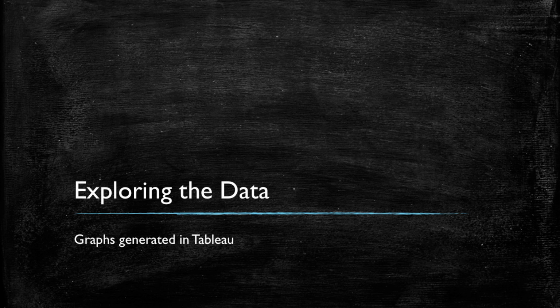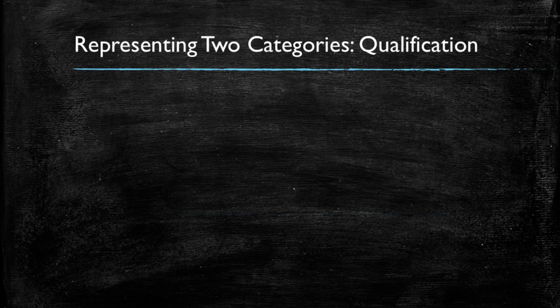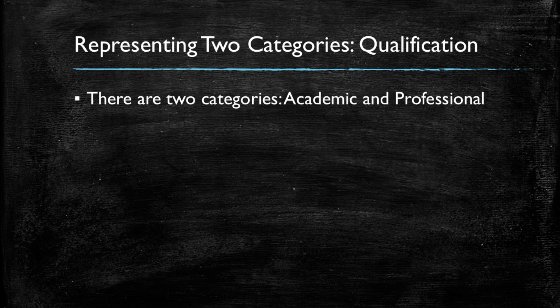Alright, now that we know how the data looks and more or less who should earn a higher salary than whom, let's start running some models to test this. We will first start testing the difference in salaries between academics and professionals. And for this, we're going to analyze the qualification category, which has two potential values.